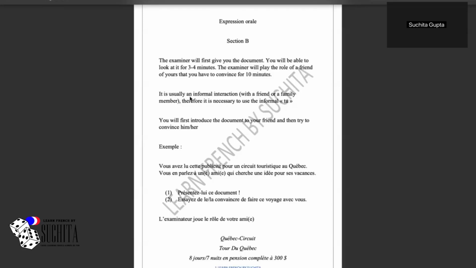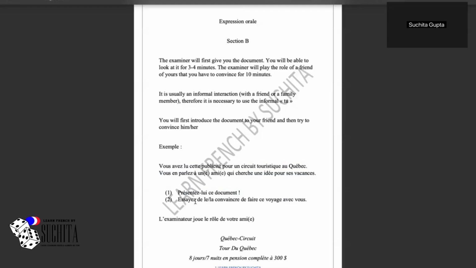It's always an informal conversation with a friend or a family member. Therefore, it is necessary to use the informal tu. Now, there are two parts to this question. First, it always says, présentez le document. The question will always be something like this: you have read so and so ad in the newspaper. You have to talk about that ad to one of your friends who's already searching for a similar kind of thing.